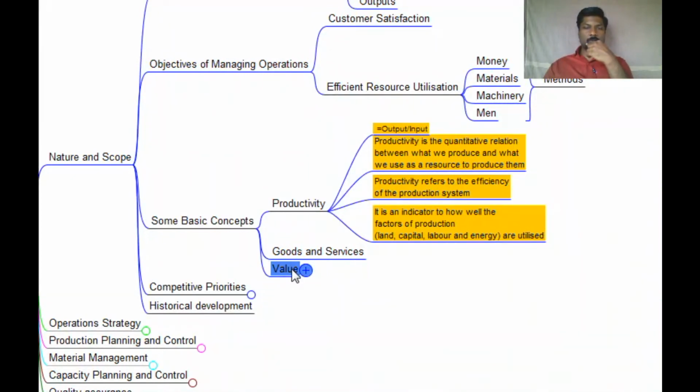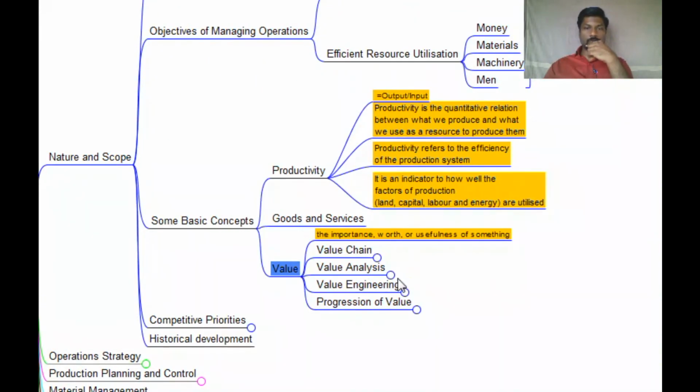Now let us look at the concept of value. So value is the importance, the worth or usefulness of something. So by definition, that is it. What we get, what we receive out of something.